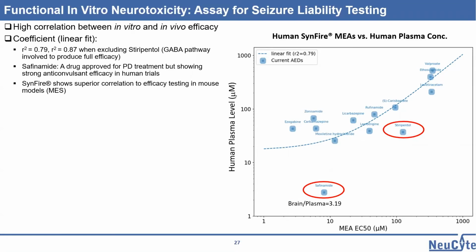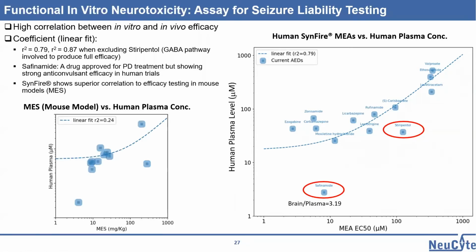And then we correlated that to the human plasma levels that are available from databases for those approved AEDs that are used in the clinic. We have nice annotation of data for human plasma levels where each compound would work. And we get a very nice correlation between the EC50s on the MEAs and the human plasma levels in real clinical application. It's close to 0.8, 0.9, especially if you take out stiripentol, which partially goes through the GABA pathway and therefore conflicts with our chemical stimulus. Also, we did not correct for brain plasma ratios in that specific application. So you would also push the safinamide a little bit up and would probably enhance the correlation even further.